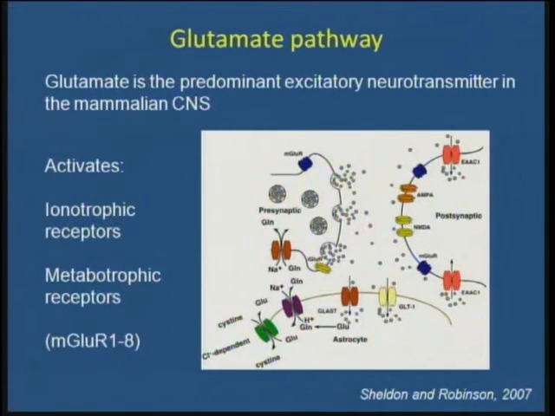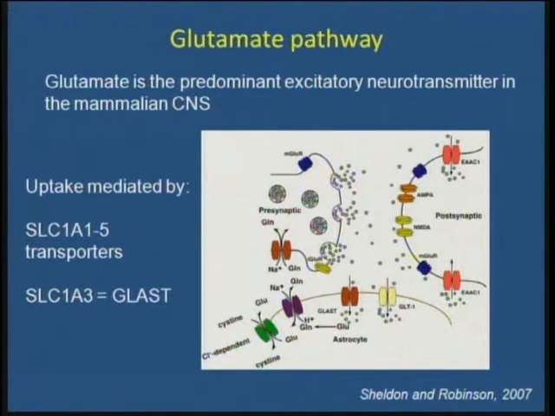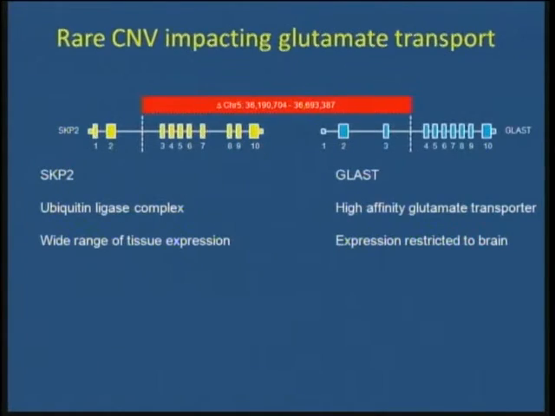So glutamate is the predominant excitatory neurotransmitter in the mammalian central nervous system. It activates two classes of receptors, and the uptake is mediated by a family of SLC transporters, 1 through 5. I'll draw your attention to number 3 here, which is also known as GLAST, for glial specific transport. So this is one of those rare CNVs that deletes approximately 500 kb on chromosome 5. It was found in a patient that had childhood onset schizophrenia, diagnosed at age 13. Her parents were not available for testing, so we don't know if the mutation arose de novo or was inherited.